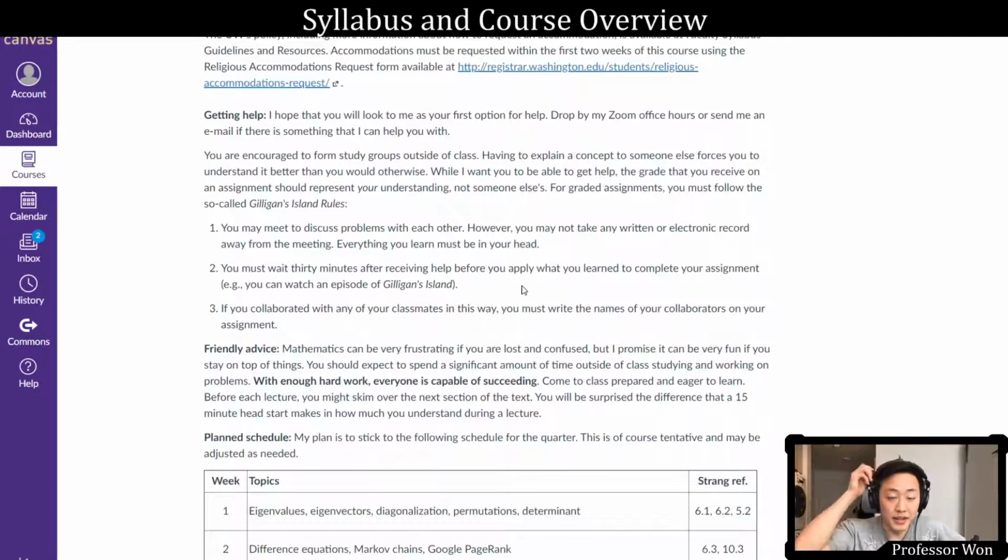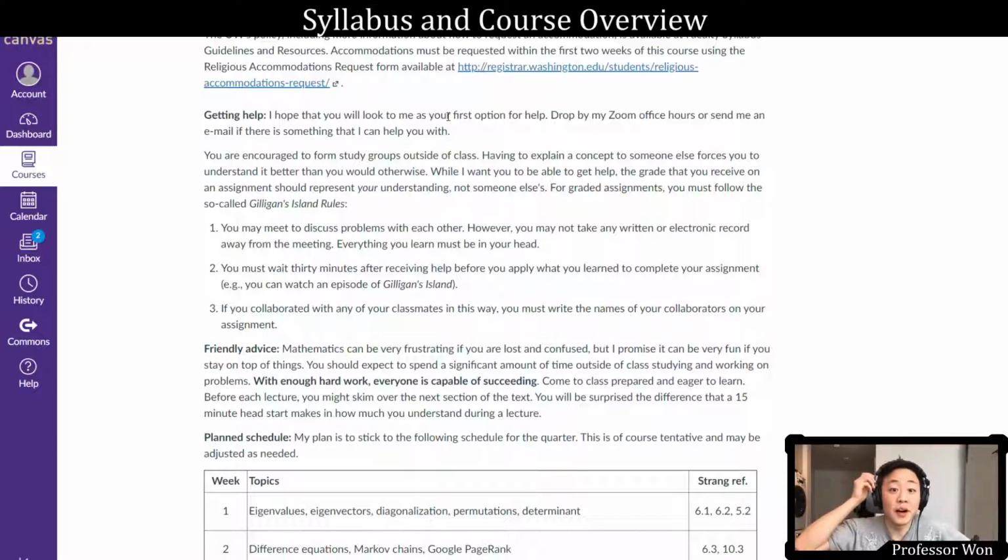Okay, so the last bit of the syllabus is some more advice and some more policy stuff. So first of all, like I said, this course will be really fun if you stay on top of things. You're going to learn a lot of really cool applications, things that are actually used in the real world. On the other hand, if you don't understand what's happening, if you fall behind, then it can be really quite miserable. Okay, so first of all, you should only be taking this class if you really want to learn and you're really willing to put in the time.